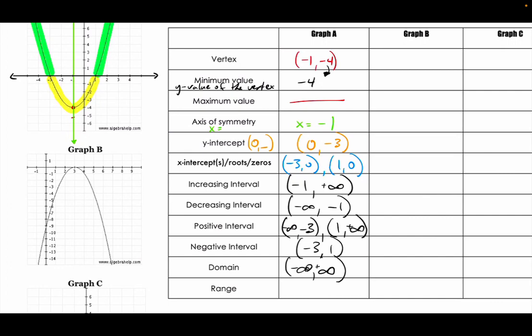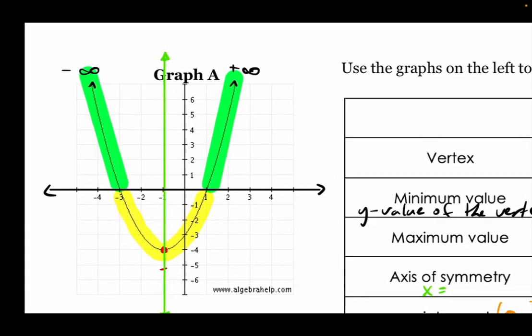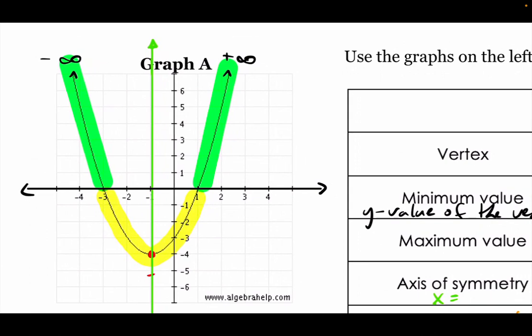In other words, there is no cap. It's always going to, those arrows would always go through. Okay? The range is the same idea, just top and bottom.